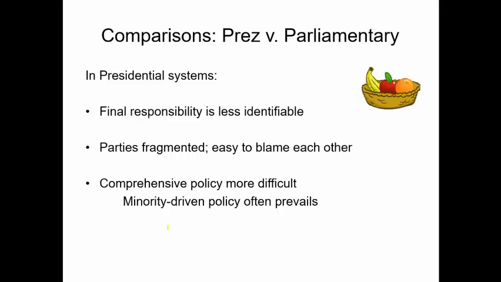So let's look at some comparisons here. In the presidential systems, we've already talked about how the final responsibility is less identifiable. The president can blame Congress. The Congress can blame the president. They can let the courts handle it with a decision or a ruling that could strike down a law. So a lot of finger pointing and potential for things not to get done in this separation of powers presidential system. The parties are more fragmented in the presidential system.